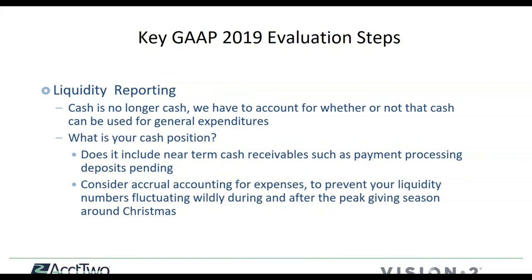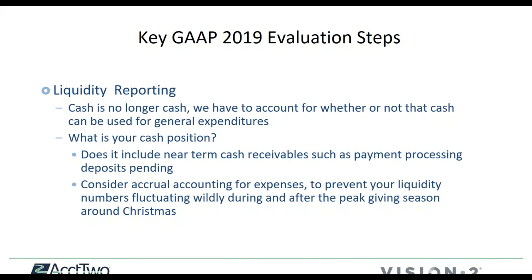So, liquidity reporting. The big thing that I got out of looking at the new GAAP standards and some of the materials that we'll be sending out, which have even more detail than the presentation we're covering today, is that cash is no longer cash in the way that we've always thought about it. We used to always be evaluated on how much cash we have on hand. To a degree, I think the shift in GAAP is trying to get organizations to focus more on liquidity: what cash can we actually spend on whatever the organization needs versus what cash is restricted?